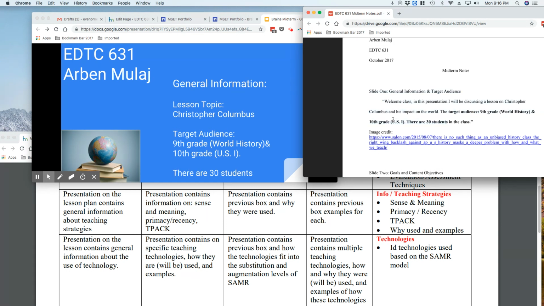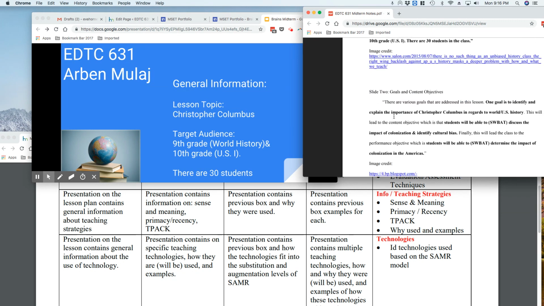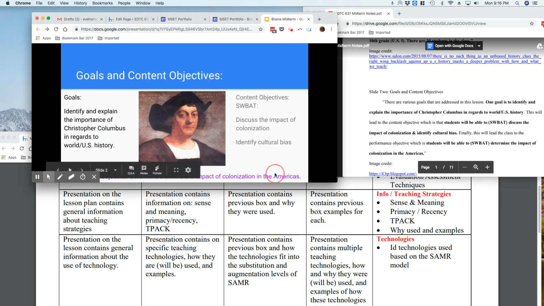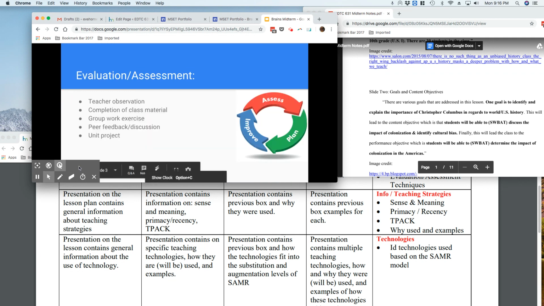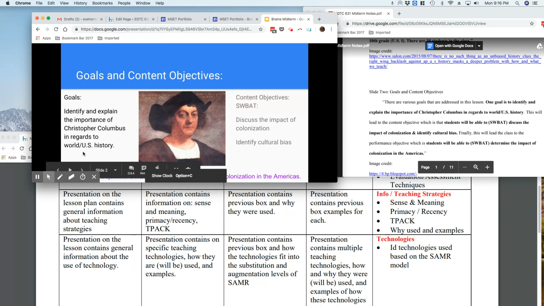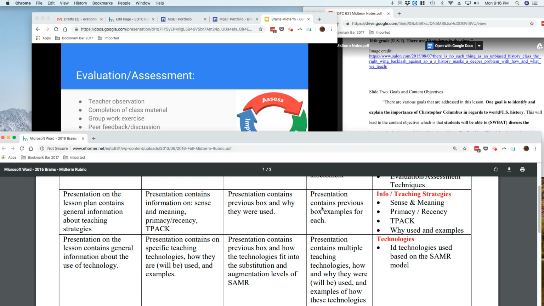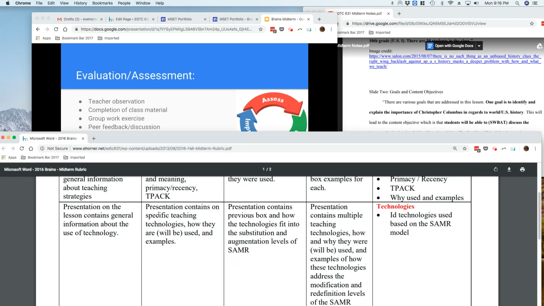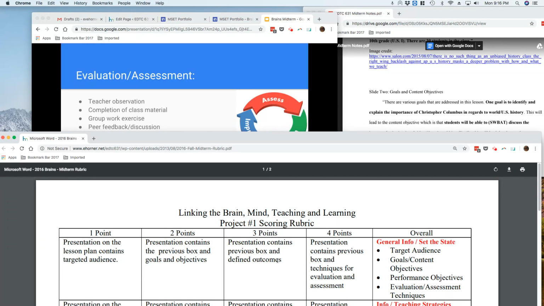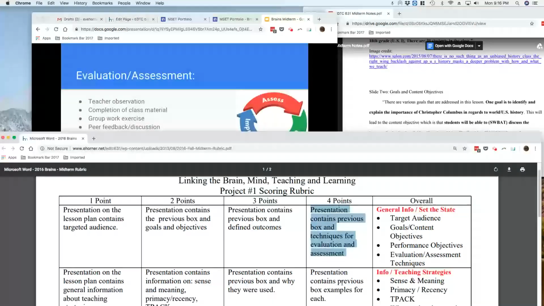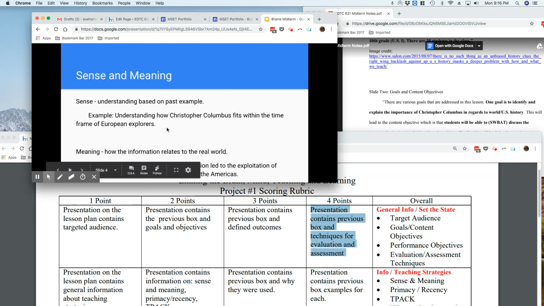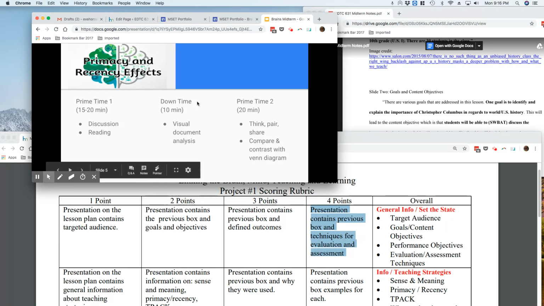If I take a look here, here are his goals. Oops, let me go back on that. I apologize. Here's his goals. Here's his content objectives. If I were to move forward, here's his evaluation and assessment. And again, if I'm taking a look at the rubric, I'm basically marching straight across until I get to that 4-pointer. Then I'm going to go on to the next portion, in which he's addressing sense and meaning, primacy and recency. Those are in the sense and meaning area and the primacy, recency. And he should have a slide on TPAC.